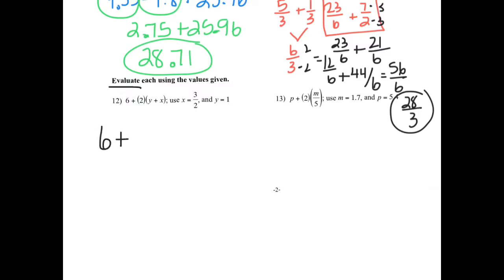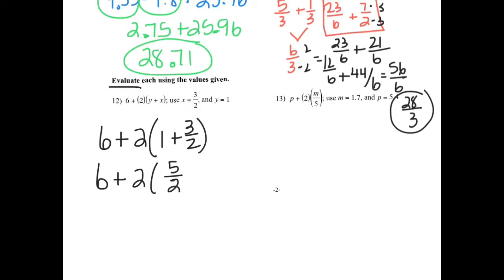So this becomes 6 plus 2 times the quantity, 1 plus 3/2. Well, I have to do what's inside the parentheses first. So I have 6 plus 2 times the quantity, 1 and 3/2. When I turn that into a mixed number or an improper fraction, it turns into 5/2. And then I have to take care of the multiplication before I do addition. 6 plus 10 over 2, which is the same thing as 6 plus 5, equals 11.